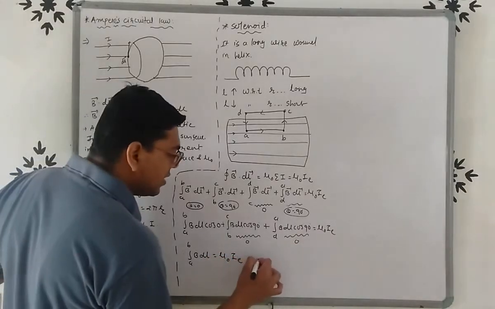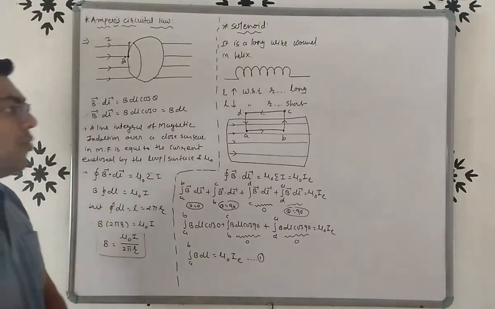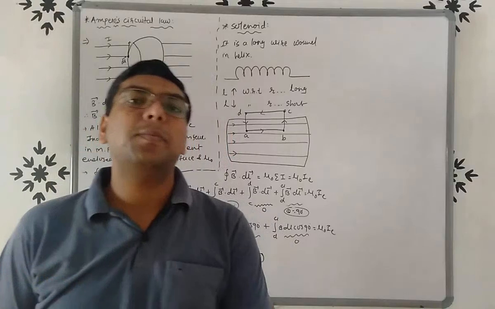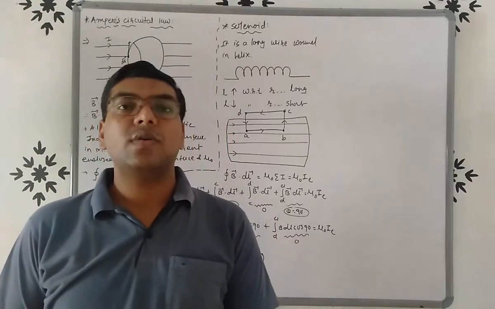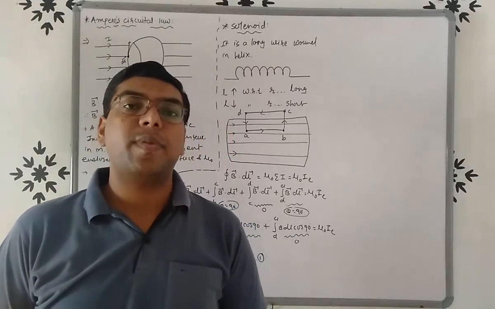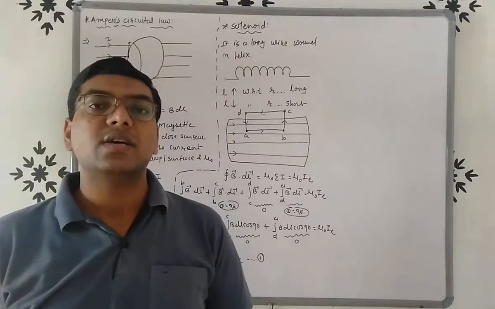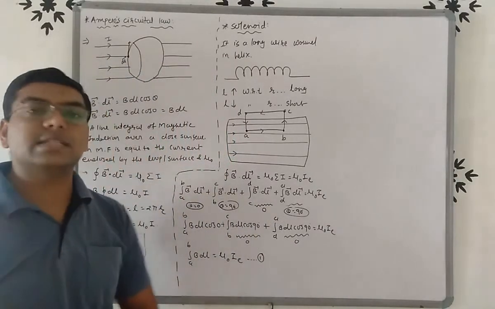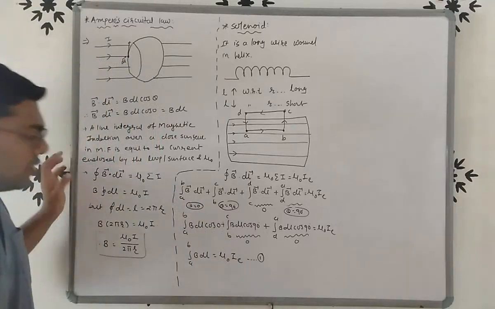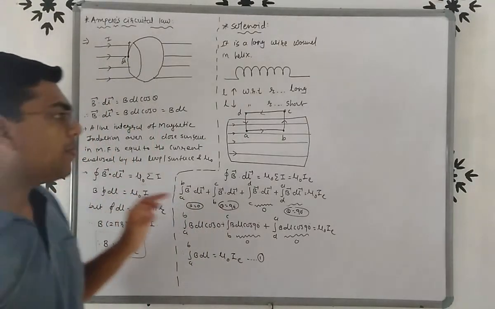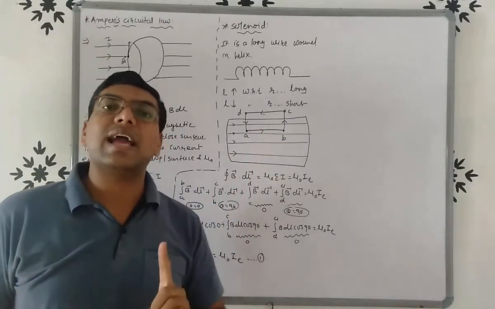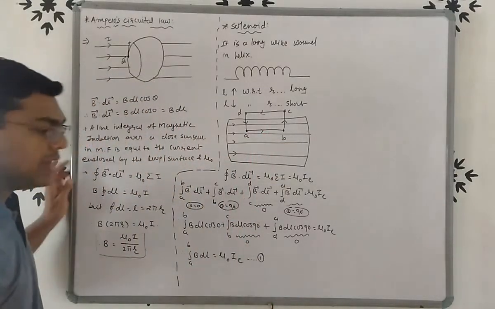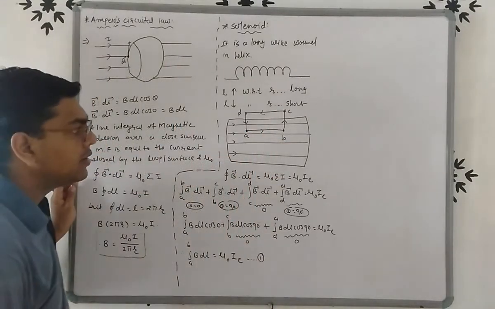Here, this is equation number 1. Now suppose, friends, there are capital N number of turns. If the current passing through one turn is I, then if there are N number of turns, the total current IE is equal to N I, right? So here we consider that the current passing through one turn is I, so the total current IE is equal to capital N into I.